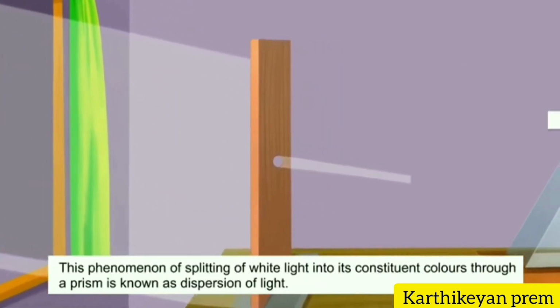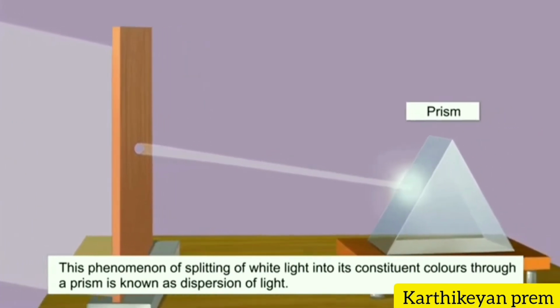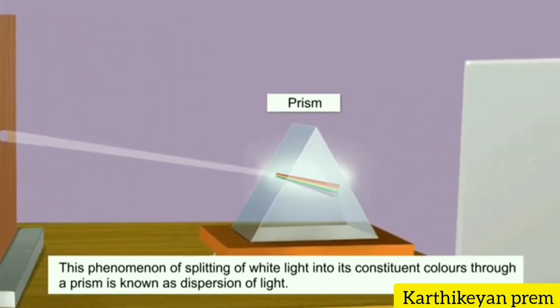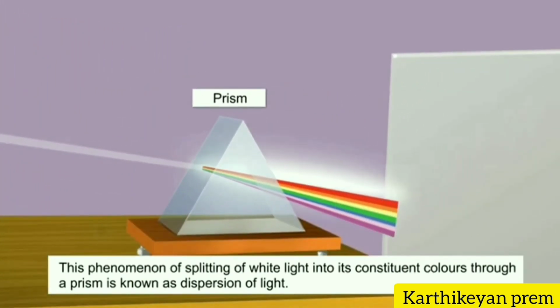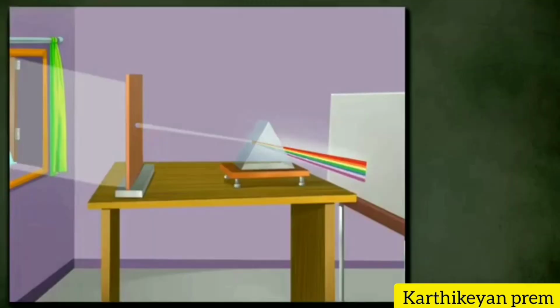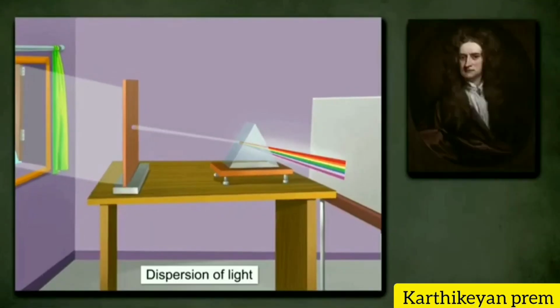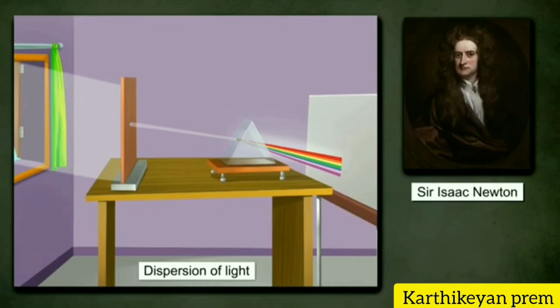This phenomenon of splitting of white light into its constituent colors through a prism is known as dispersion of light. The band of constituent colors is known as spectrum. This phenomenon was first discovered by Sir Isaac Newton. Now that we have understood what dispersion of light is, let's understand how it causes the formation of rainbow.